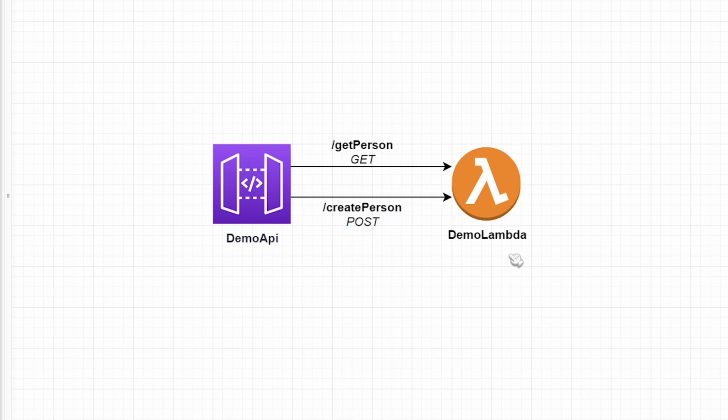These are going to be backed by a single Lambda function, and I'm going to add some conditional logic in this Lambda function so that it can handle both of these different endpoints. So let's head over into the console now and get started with this.